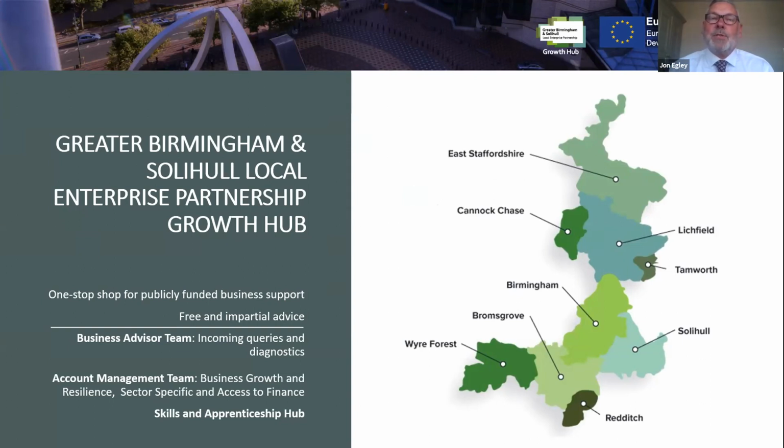Quite a long introduction there, but a Growth Hub is essentially the central point within a given geographical area for business support. There are actually 38 Growth Hubs across England, and this one just happens to be based within the Birmingham and Solihull area. It's free and impartial advice, and that's something I'd like to stress: the support that we provide is fully funded through a combination of central government funding and some European funding as well. That's why we exist. We're there to be that impartial and independent resource for business advice.